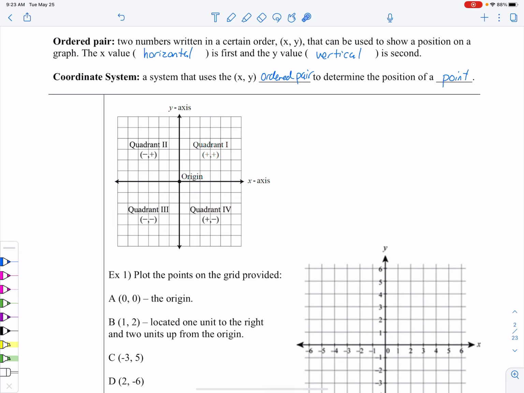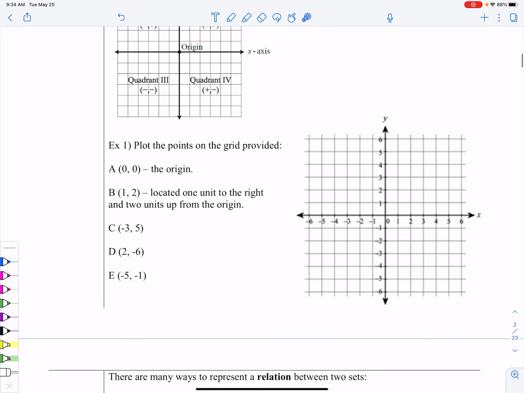Then we have the same thing with our Y values. Anything that's at the top here, our second number will be positive. Anything that's at the bottom, our second number is going to be negative. So it works out to be, they're both positive here. Here we have a negative X and a positive Y. They're both negative over here. Here we have a positive X and a negative Y.